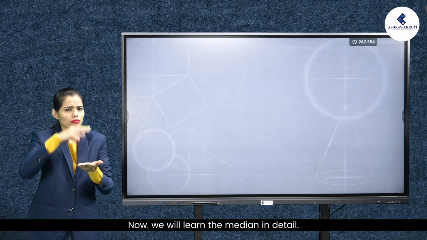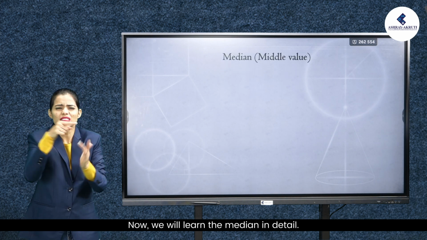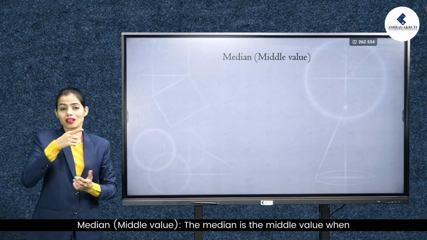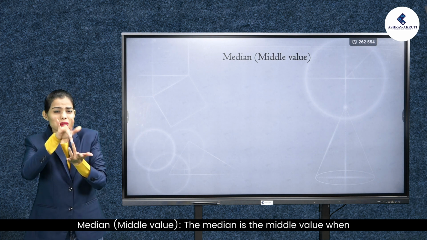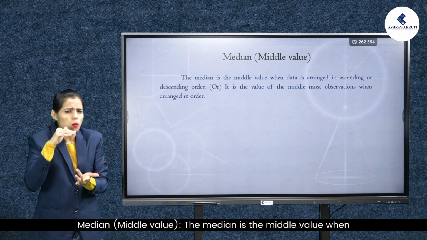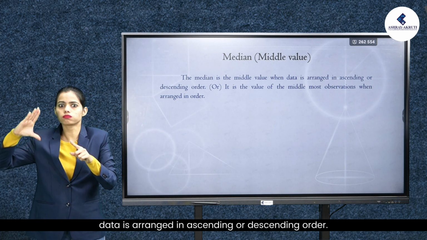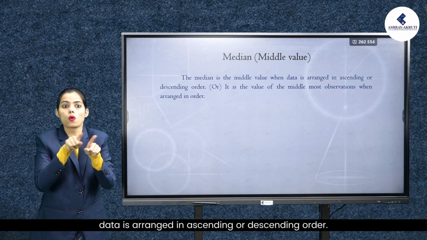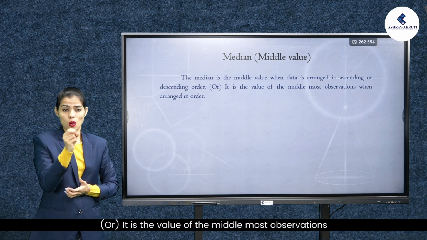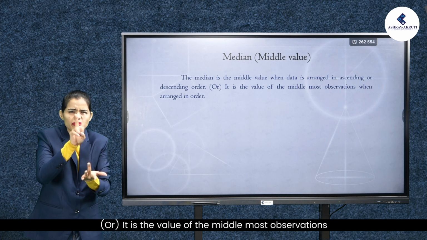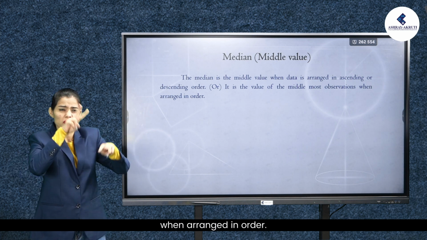Now, we will learn the median in detail. Median, middle value. The median is the middle value when data is arranged in ascending or descending order, or it is the value of the middlemost observation when arranged in order.